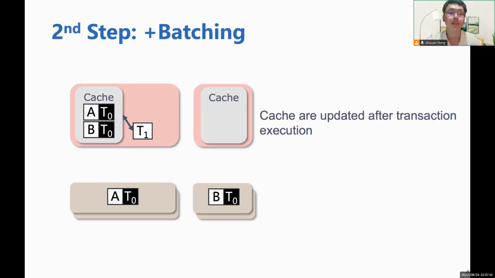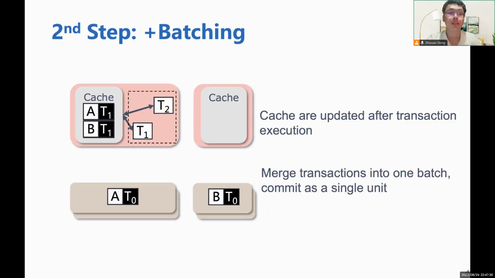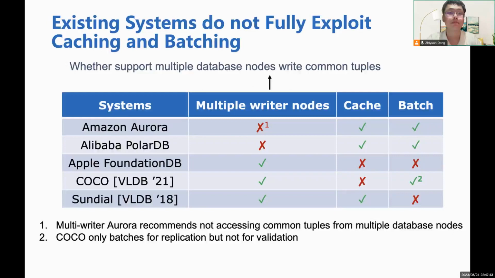To amortize the cost of validation and replication, we leverage batching. The difference is that after T1 finishes execution, it directly updates the cache. Thus, T2 can observe T1's write without waiting for T1's commit. After T2 finishes execution, T1 and T2 are merged into the batch with deduplication and committed as a single unit. Now, with batching, T1 and T2 can both commit. The previous example seems enough to illustrate the feasibility to optimize distributed transaction with caching and batching.